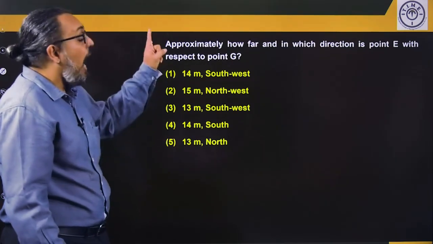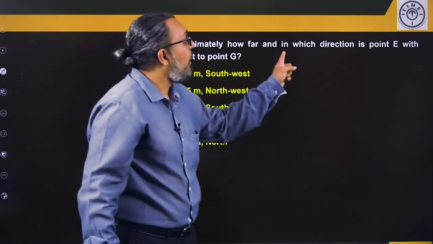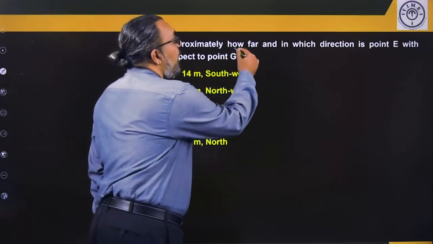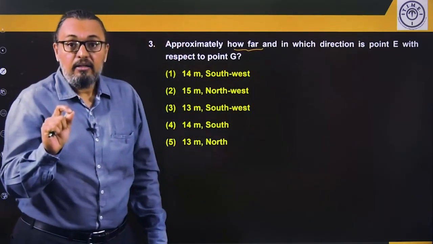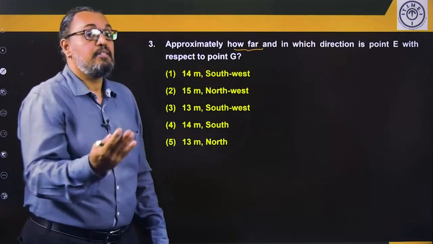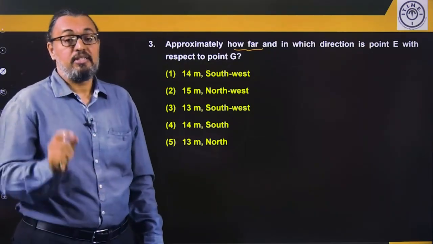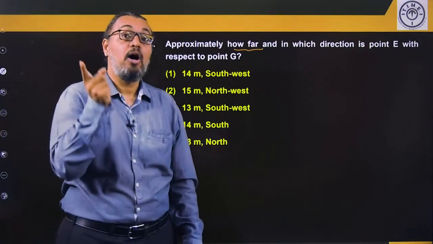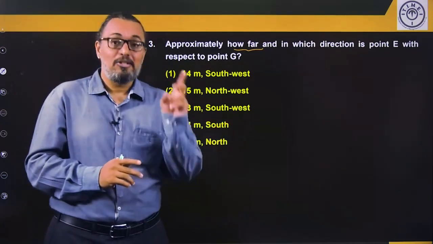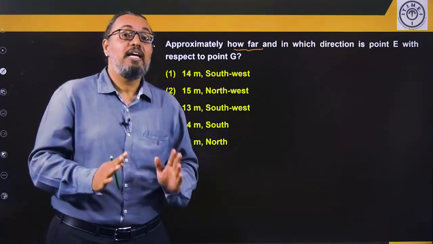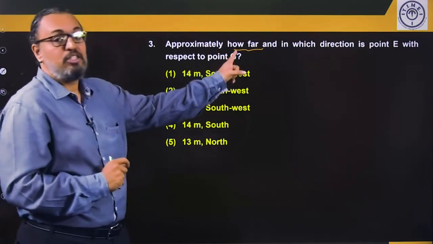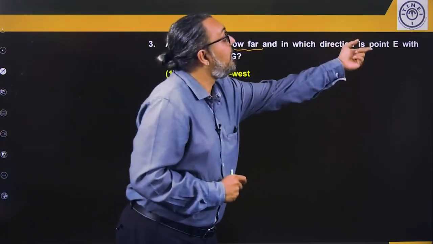Then what else? Approximately how far and in which direction is E with respect to G. So when he says how far, far is nothing but shortest distance. Sometimes he will say what is the distance, which also means the shortest distance. Unless he specifically asks horizontal distance or vertical distance, whenever he mentions far or simply distance, we must always identify it as the shortest distance. Understood the point?